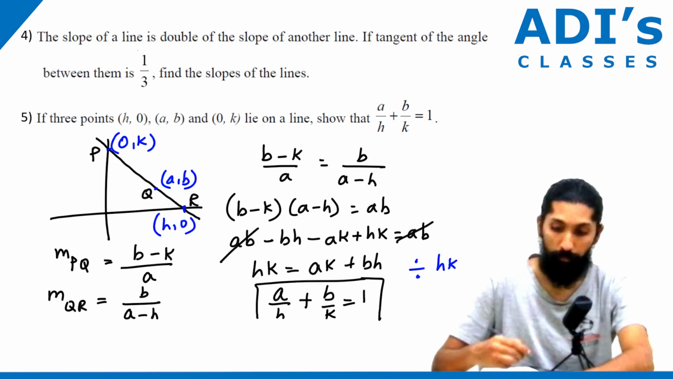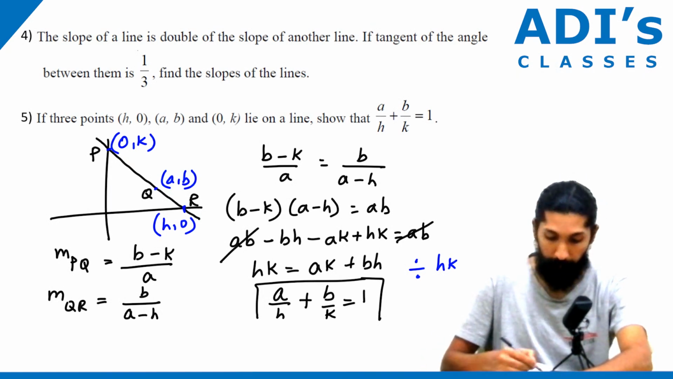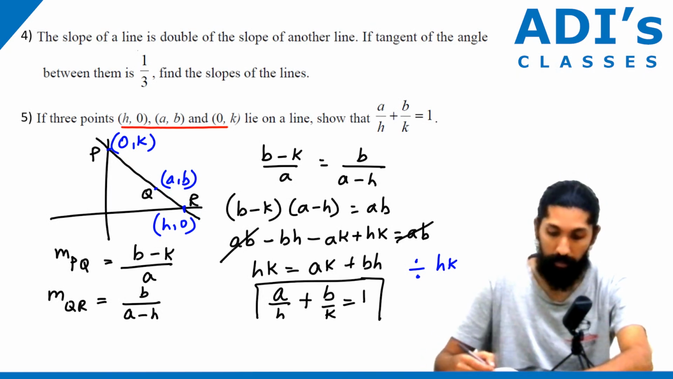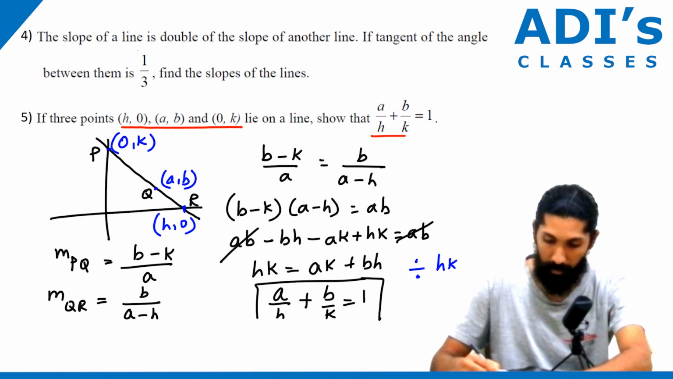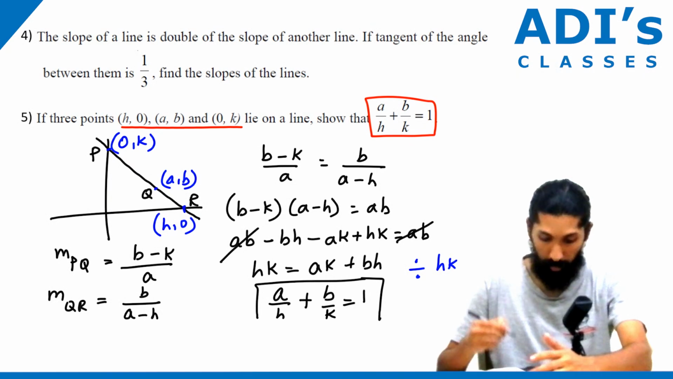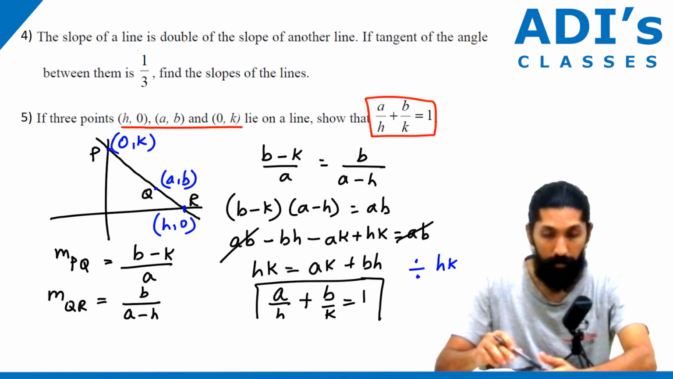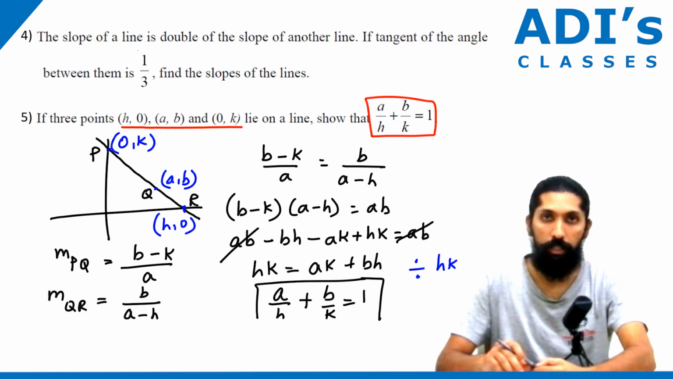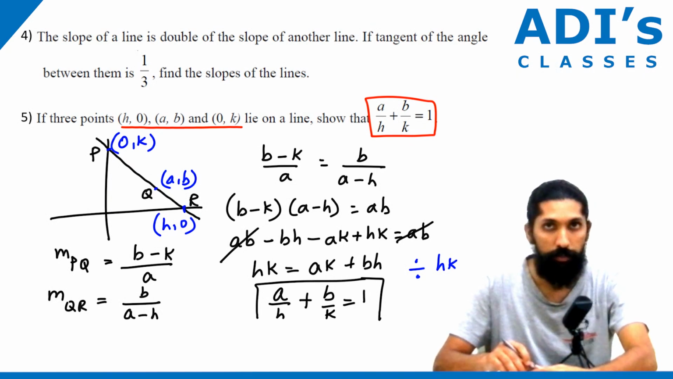So what did we prove? If these three points lie on the line, then this condition holds good. Are you all clear with this? So this is basically the last question. Now, in the next video, we'll look into different concepts in straight lines.